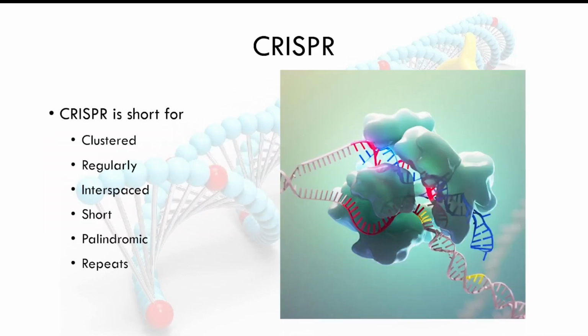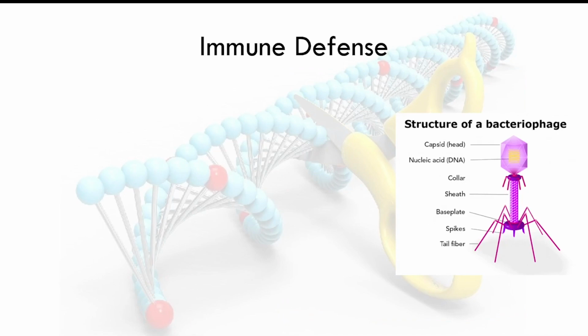So CRISPR actually stands for clustered, regularly interspaced, short palindromic repeats. We've already mentioned palindromic repeats when we looked at our endonucleases, our restriction enzymes. They're those ones that repeat both ways, like a word that can go forwards or backwards. The rest of it we'll start to look at as we go through. So clustered, regularly interspaced, short palindromic repeats. You'll understand what this means as we work through this.